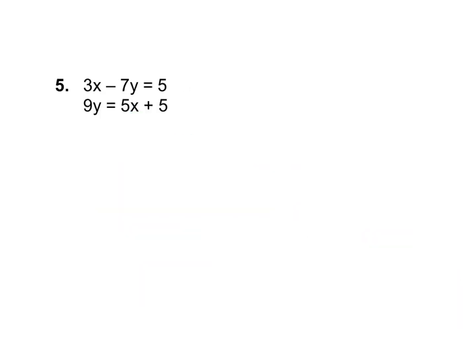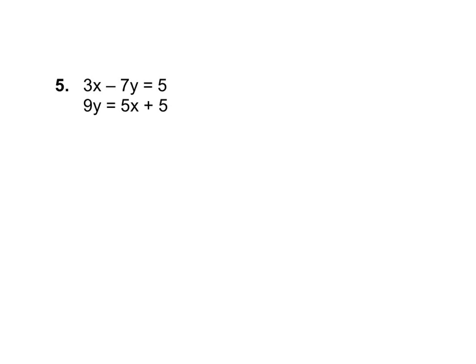All right, question number 5. We have 3x minus 7y is equal to 5, and then we have 9y is equal to 5x plus 5. Now notice here how my terms are not lined up. In order to solve these, remember the terms have to be lined up.